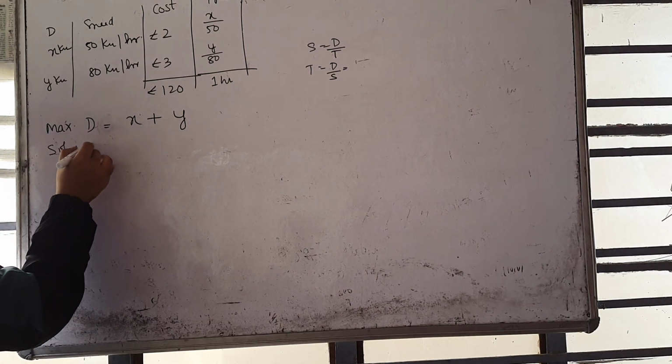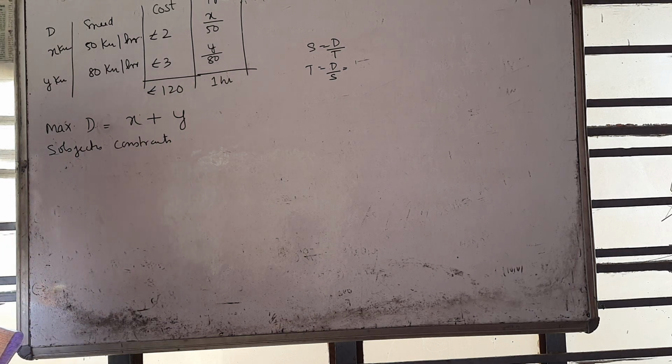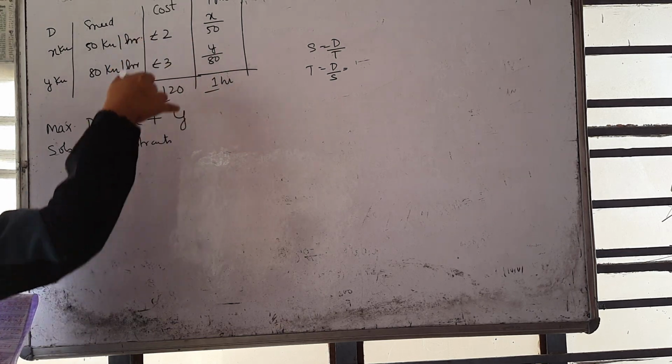What are the restrictions called? Don't forget that. Constraints. Is it clear? So the total time is given, so this becomes your constraint.